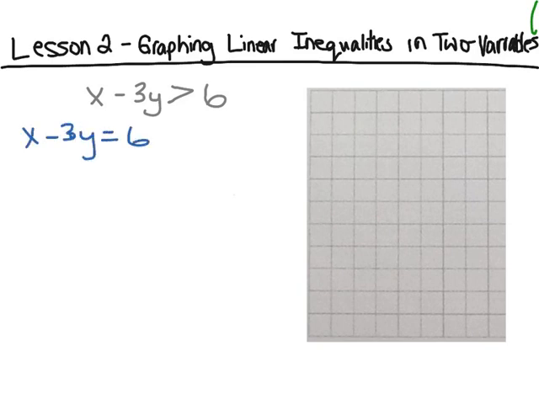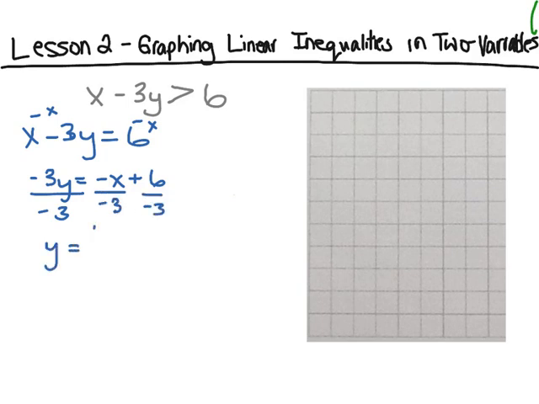And I'm going to do this in y equals mx plus b form first. So to do this, we're going to minus x from both sides. So we have negative 3y is equal to negative x plus 6, and divide both sides by negative 3. So y is equal to positive 1 over 3x minus 2. So that means that our rise is 1 and our run is 3, or negative 1 and negative 3.